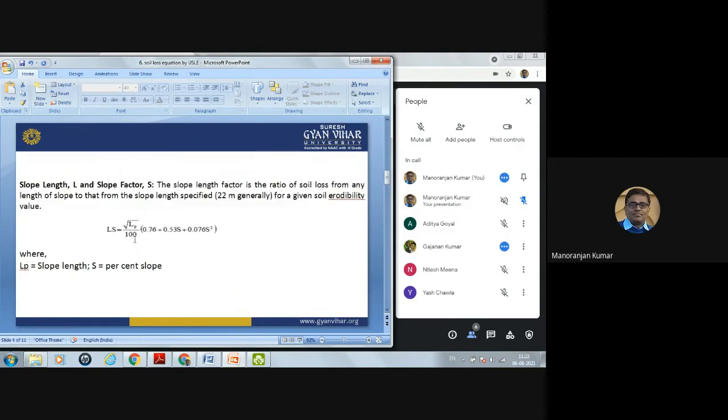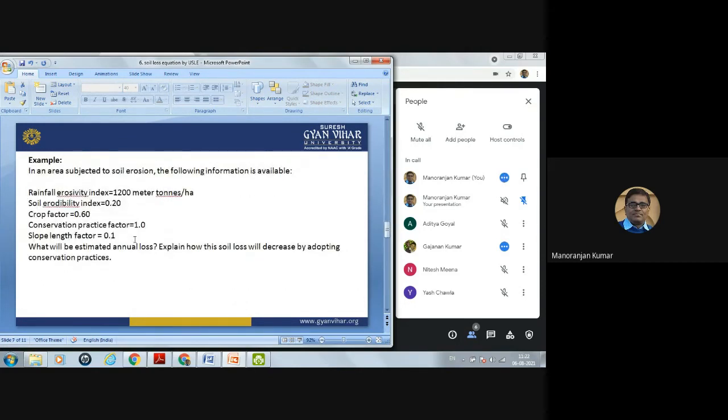Now on the basis of this equation, there is one problem. Here, in an area subjected to soil erosion, the following information was available: rainfall erosivity index is 1200 meter tons per hectare, soil erodibility index is 0.20, crop factor is 0.60, conservation practice factor is 1, slope length factor is 0.1. So you have to calculate what will be the estimated annual soil loss.